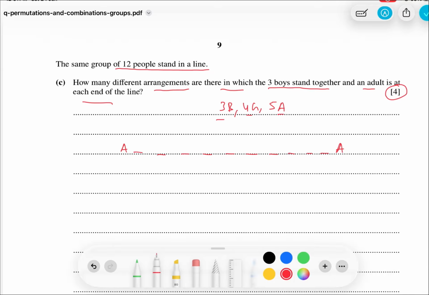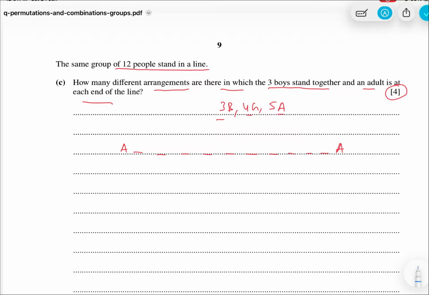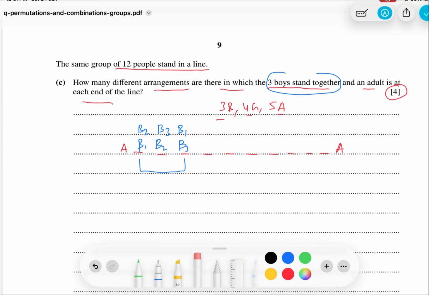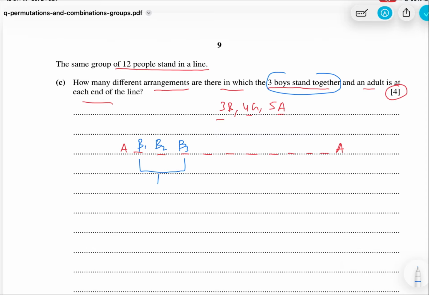Okay. Now listen. The boys should be together. Boy, boy, boy. I've taught you that take them as one object. B1, B2, B3. Can they arrange it differently? Can B2 come here? Can B3 come here? And can B1 come here? Yes, sir. So we will take them as one object and arrange them. So if we arrange them and take them as one object, it would be 3 factorial. Would it be 3 factorial or not?